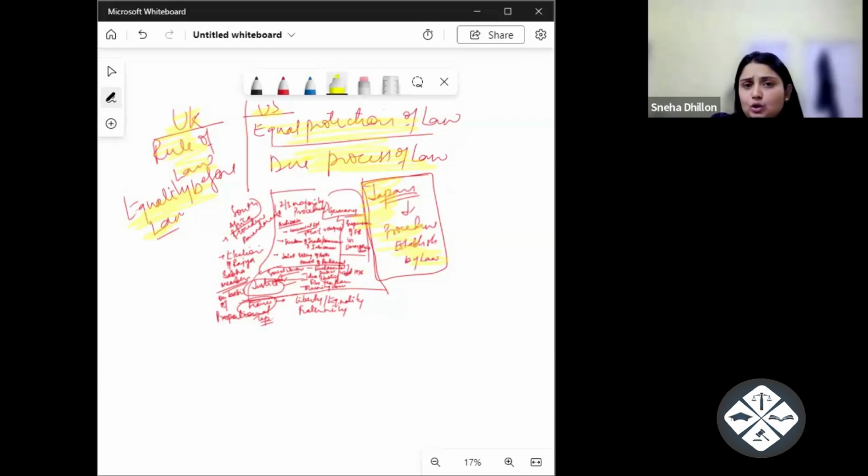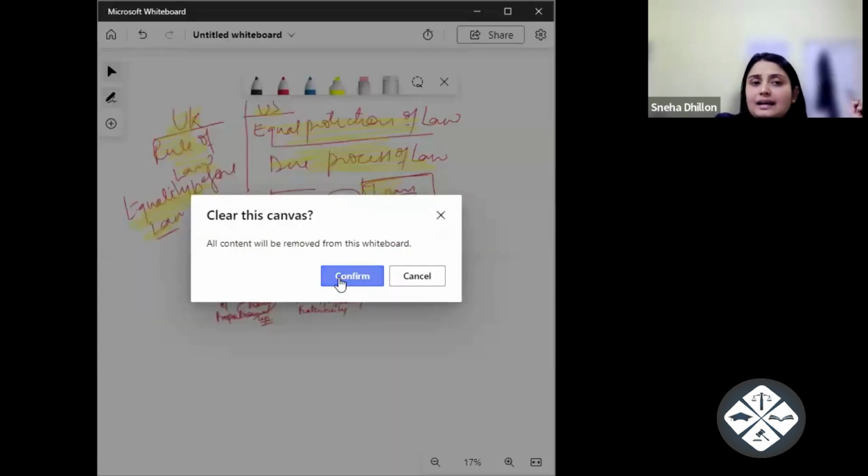Okay, so we'll begin with the idea of due process of law and equal protection of laws. Okay, so due process of law and equal protection of laws kya hai? Both of them are from the United States Constitution, or the idea is from there, but still इनमें difference है. ये सुनने में थोड़ा सेम तो लगते हैं, but still they are different.